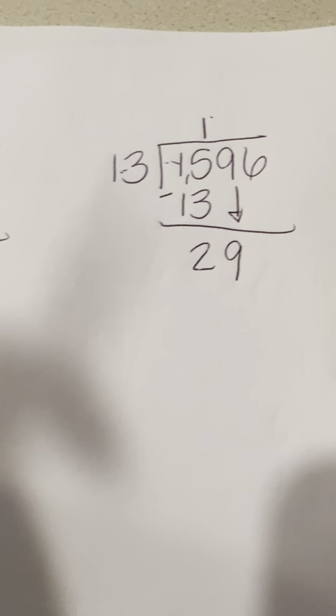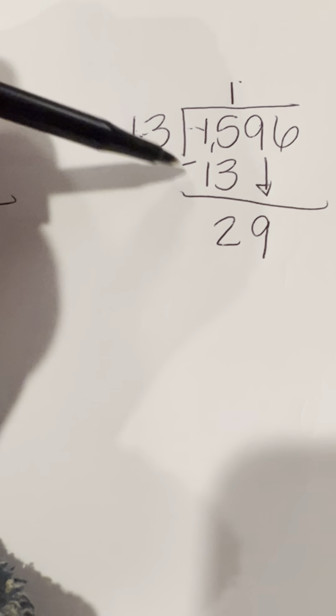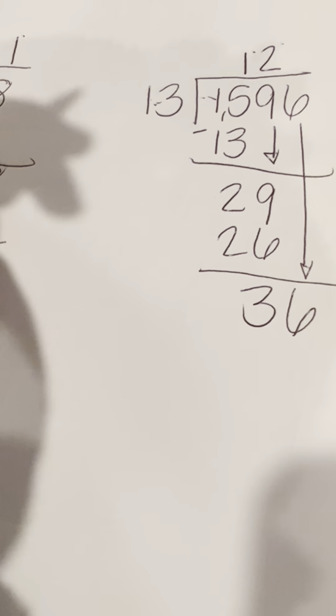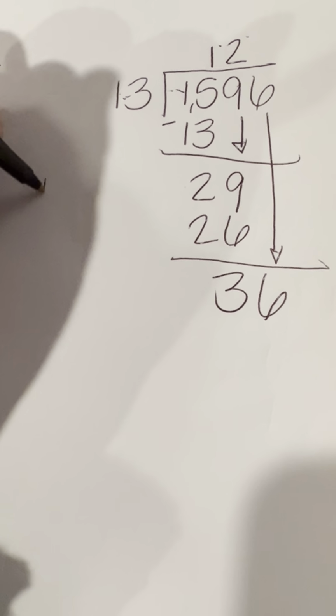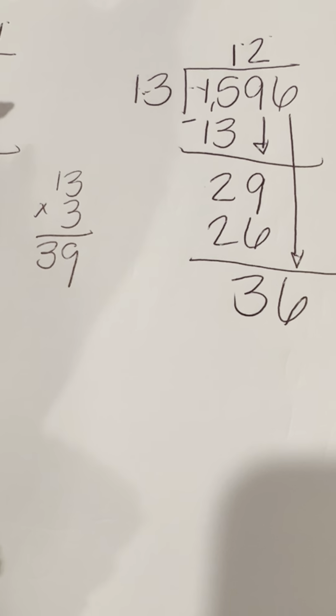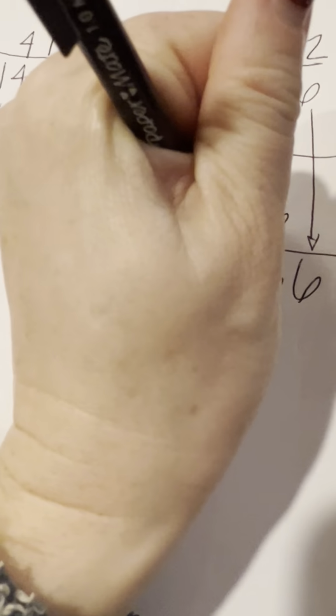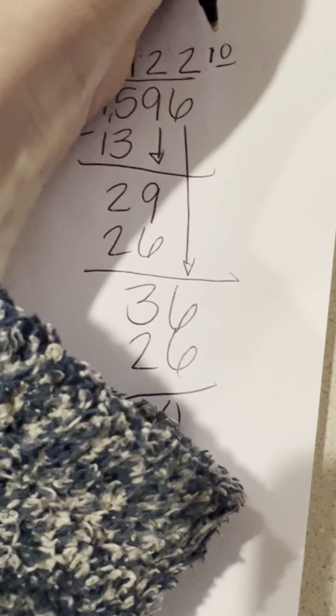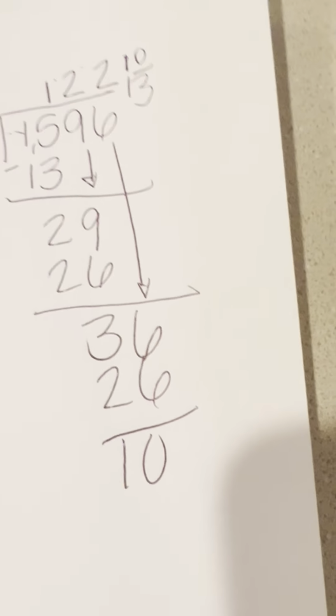You should probably be able to do this mentally, but 13 into 29. I know 13 times 2 is 26, so I'm going to put a 2. 2 times 13 is 26. And I subtract and I get 36. So I would say, how many times? I know that 13 times 3 is 39. Obviously, I know 13 times 2 is 26, so it's only going to go in 2 times. 2 times 13 is 26. I have 10 left over, so 122 and 10 over 13.